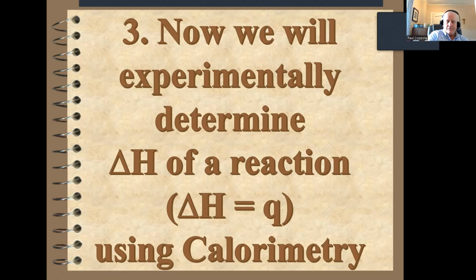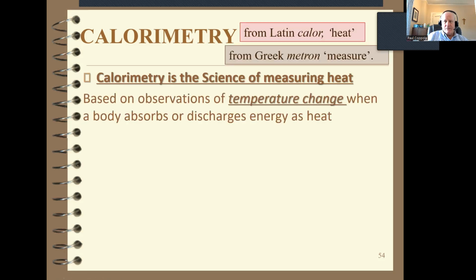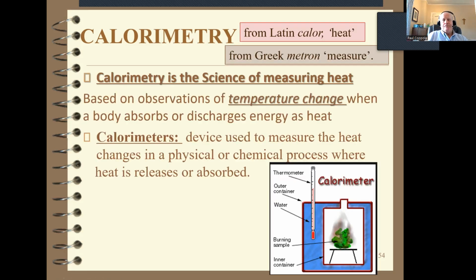All right. So let's go to slide 54. Then we get to calorimetry, and the calorimeter. You should know the definition: the science of measuring heat based on temperature changes when a body absorbs or gives away energy. And here's our little calorimeter. There's the material being burned, and that's our system. It gives off heat to the surroundings, the water. The temperature changes. And by measuring the temperature change and how much water there is, we can figure out how much heat was given off or absorbed.